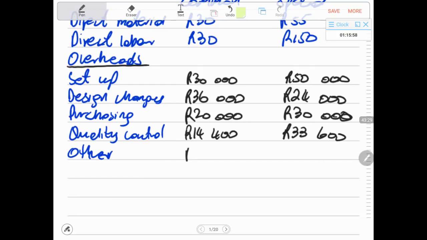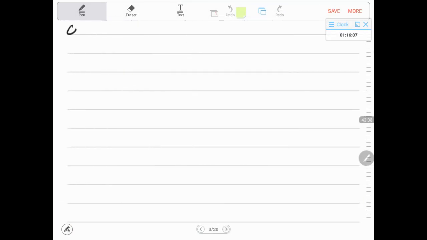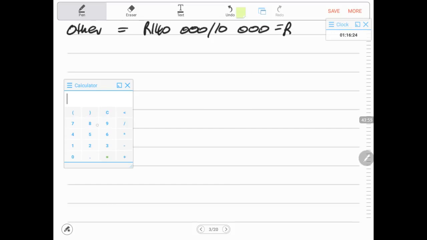Then we go to the other overheads. The other overheads don't have space, so I have to go to the next page. The other overheads, if you remember, were based on the labor hours. The total of the other overheads, I think, was 140,000, and the total labor hours was 10,000. I will show you that now. 140,000 divided by 10,000 will be 14 rand per labor hour, or per direct labor hour.